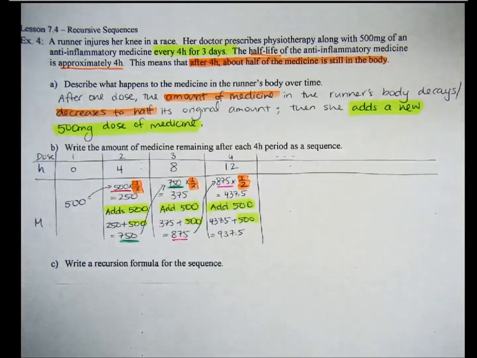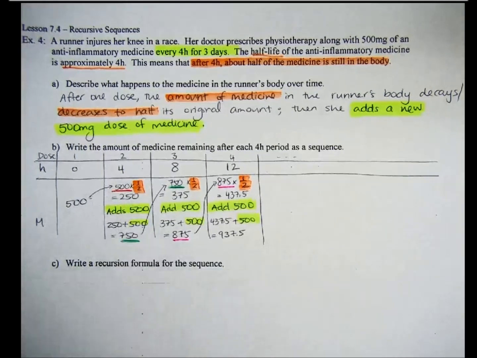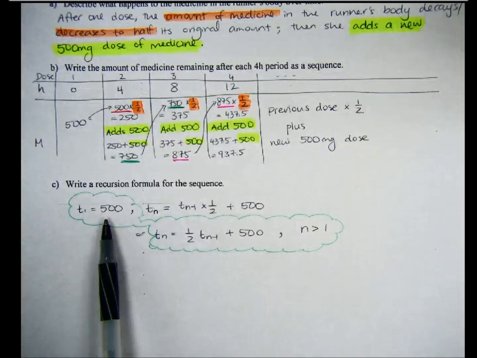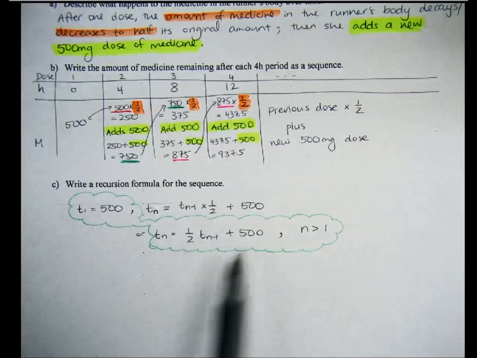Alright, so if we were to describe what's happening in her body, we would always take the previous dose, multiply that by half, and then add a new 500 milligrams. So pause and write the recursion formula. And there we have it. The first dose is 500 milligrams, and the second dose is that times half plus 500.